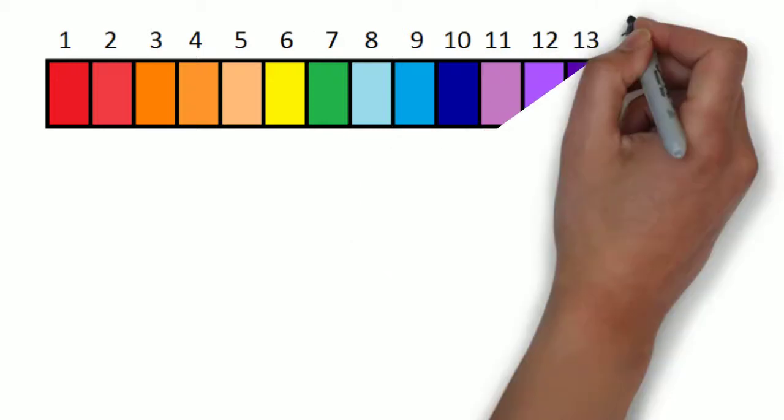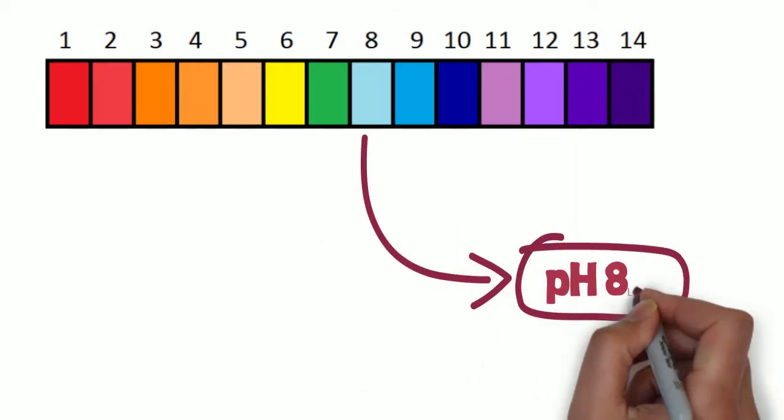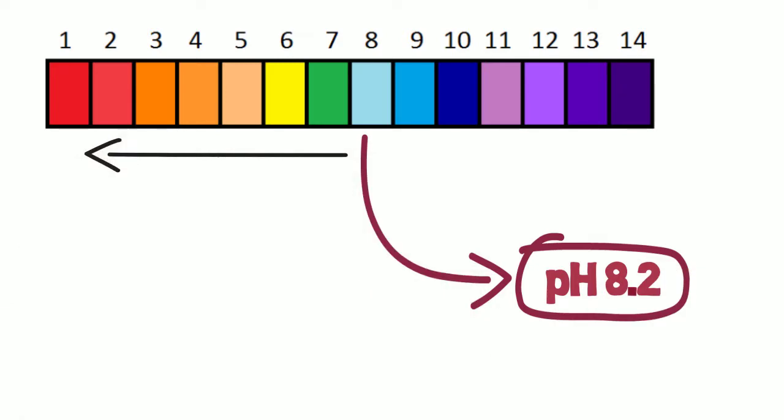It is important to note that the world's oceans are naturally slightly alkaline, and therefore acidification is causing a shift towards neutral conditions over time.